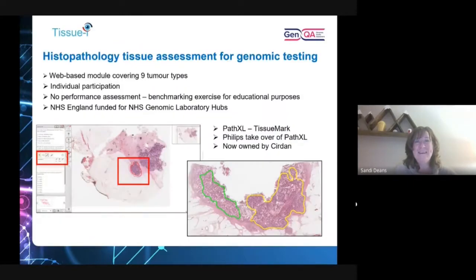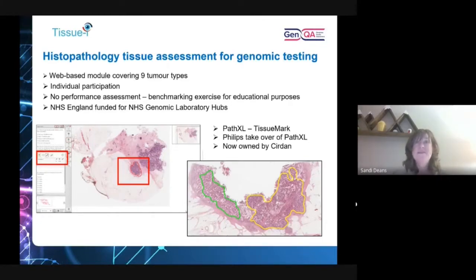So what is Tissue-i? Well, this is an online module that has been set up by GenQA to help support and standardise histopathology tissue assessment for genomic testing. There are different modules. We now have 9 and they cover different tumour types, and the idea of having individual modules is so that participants do not have to assess tumour types that they are potentially not used to looking at and reviewing for molecular testing. So you can use the modules to adapt them to your own expertise.